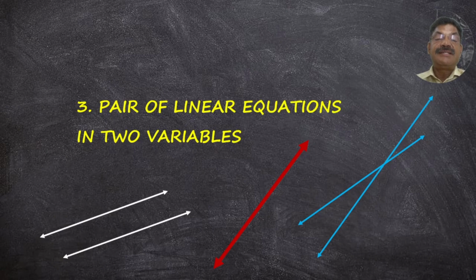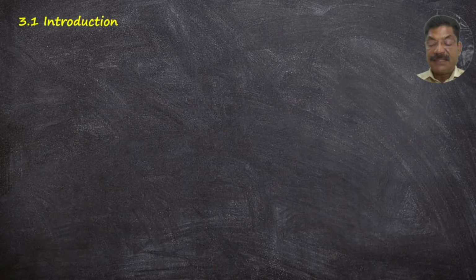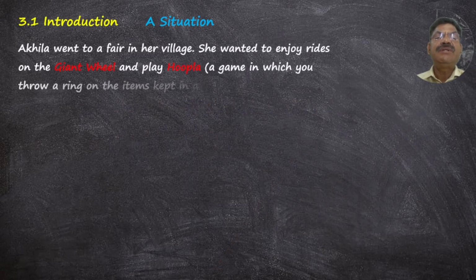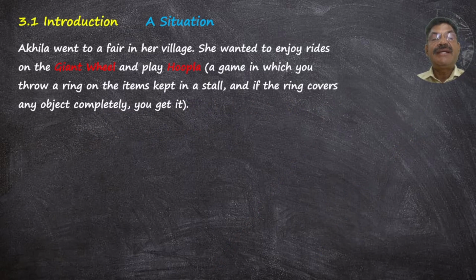So these are very interesting situations. Using these three facts, we are going to solve pairs of linear equations in two variables easily. Consider this situation. Akhila went to a fair in her village. She wanted to enjoy rides on the giant wheel and play hoopla, the game in which you throw a ring on the items kept in a stall, and if the ring covers any object completely, you get it. The object may be either 100 rupees, or a soap box, or a toy, something like that. So you have to throw the ring on the particular object and it must cover the object. Then you will be given that object. So that is the game called hoopla. Okay, let us not go into detail on that.